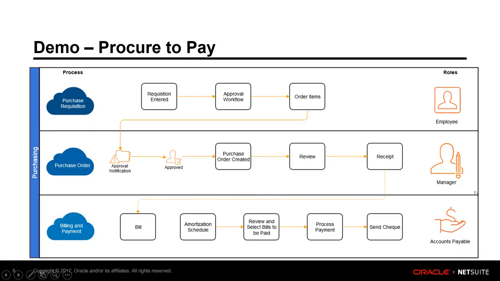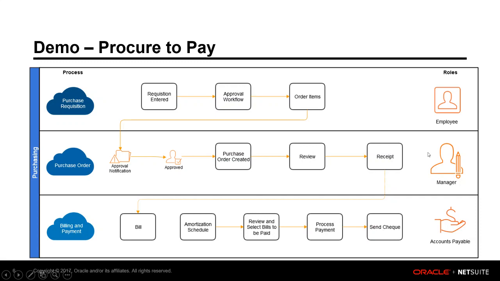For this demo, we'll be demoing Procure to Pay, which involves 3 different processes, 3 different roles. The first process is as an employee, you enter a requisition, and then it will be pending approval by the manager, which falls in the second process. Once it's approved, they will order an item, automatically generating a PO. You will review and lastly receive the item from the vendor.